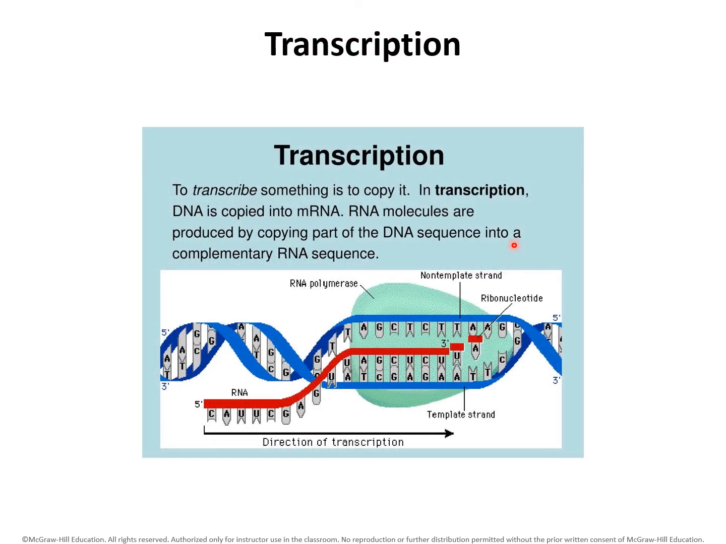Here's a picture of this. So transcription, remember, is to copy something. In transcription, DNA is going to be copied into mRNA. RNA molecules are produced by copying this part of the DNA sequence into what is called a complementary RNA sequence, and this will be the mRNA molecule. So let's just look at this picture.